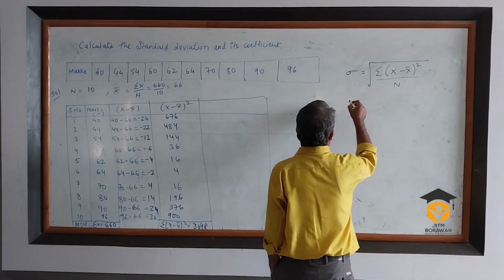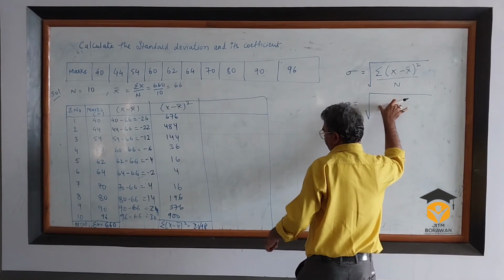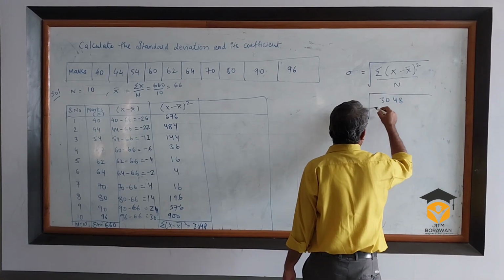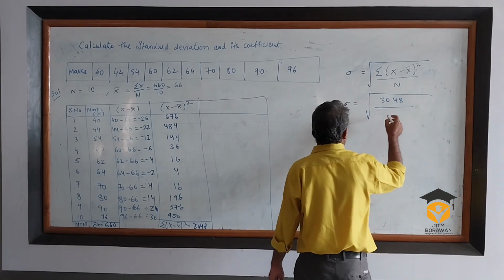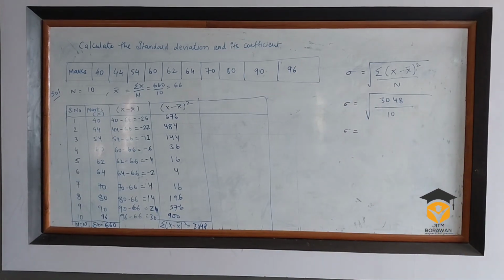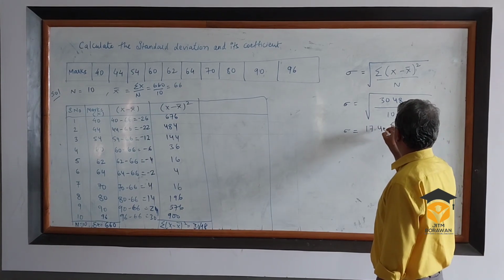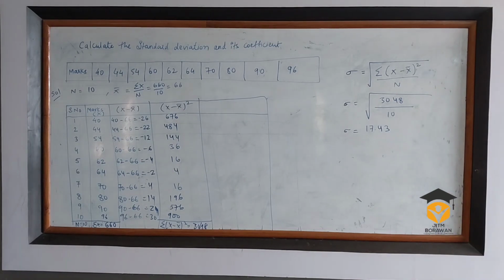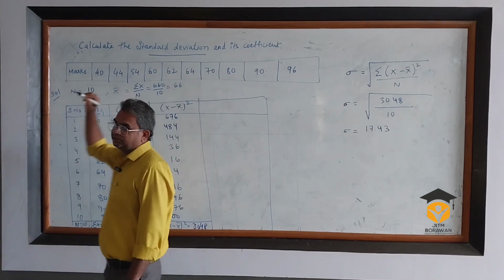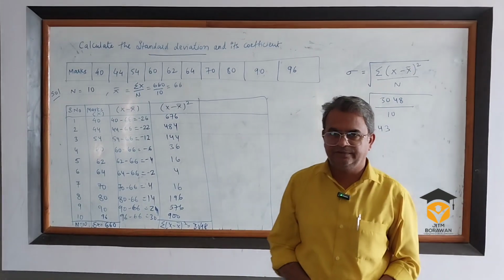Putting this value in this particular formula, under root the summation (x minus x bar) whole square, that is the numerator, I got the value 3048, and the number of observations I know, that is 10. After solving this, I will get the value 17.43. This is the value of my standard deviation. In this problem, it was asked to calculate the standard deviation, and with the help of this formula, we have calculated it.